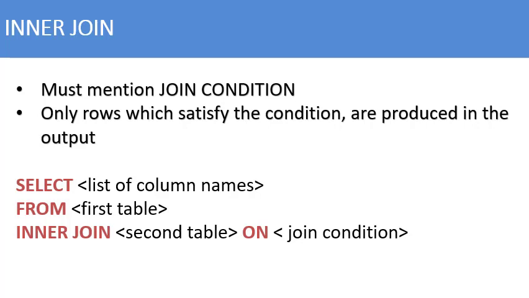In the select clause, comma-separated names of columns are written. In the from clause, name of first table is written. In the inner join clause, name of second table is written. And then join condition is written in the on clause. Please note, join conditions are not written in the where clause. This is an important thing to remember.